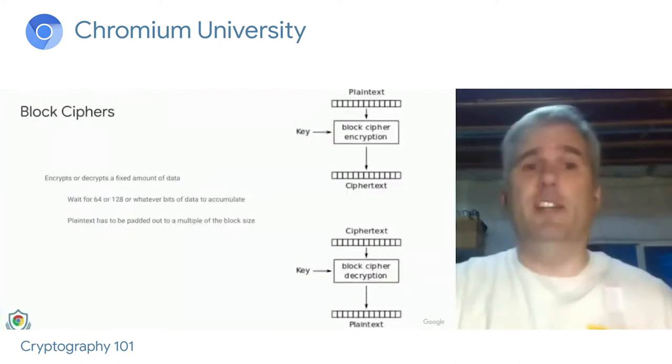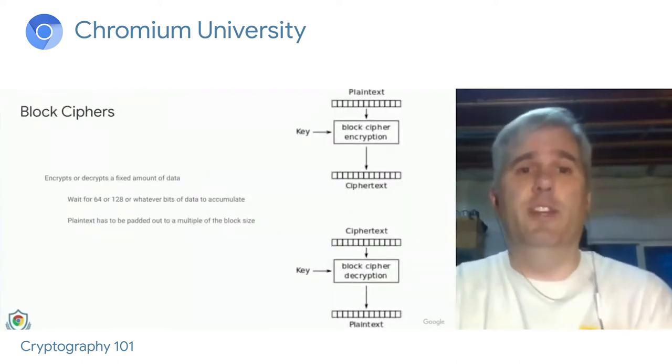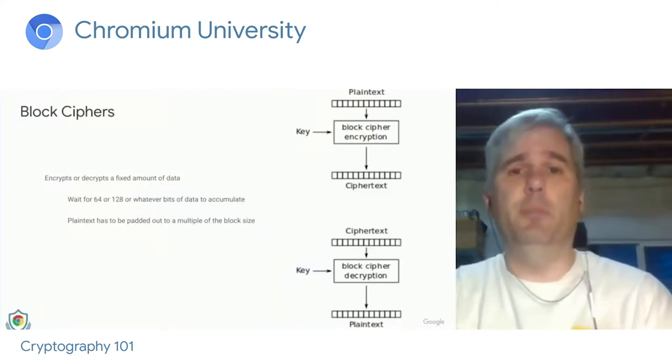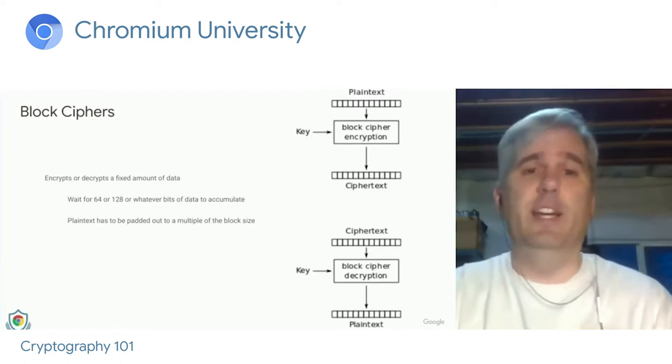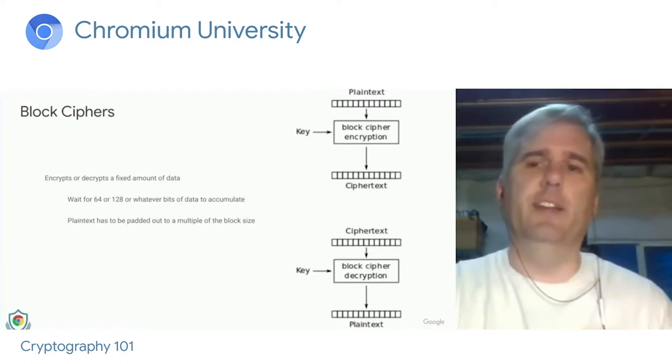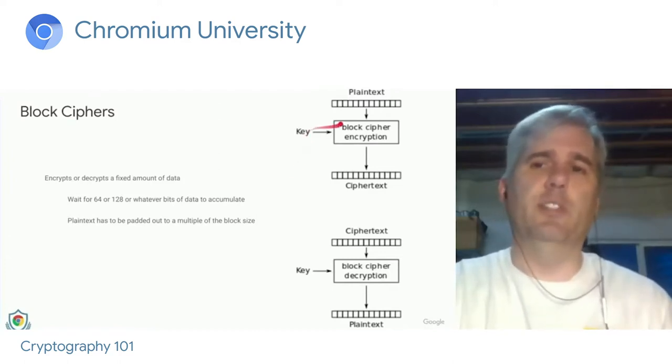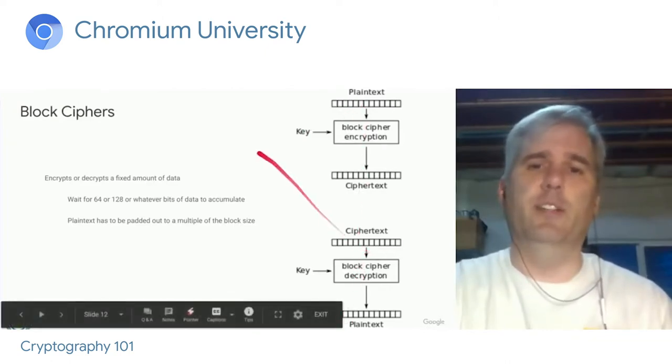So there's stream ciphers. Block ciphers, you take an input, you break it up into fixed size blocks, 64, 128, 256 bits. You pad out the last block of data, and it runs through this function that gives you plain text to ciphertext or vice versa.